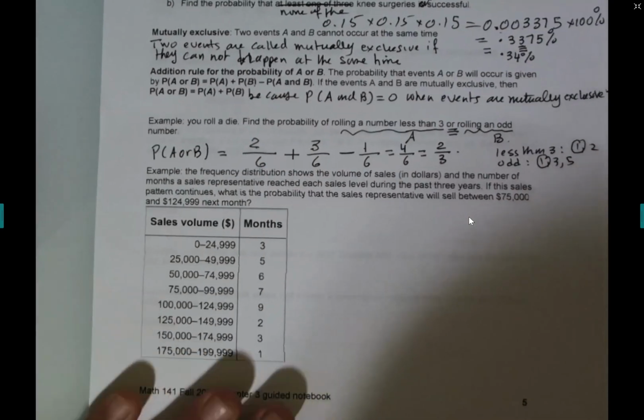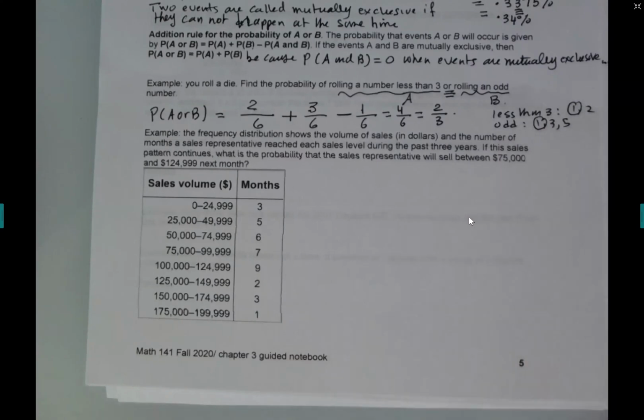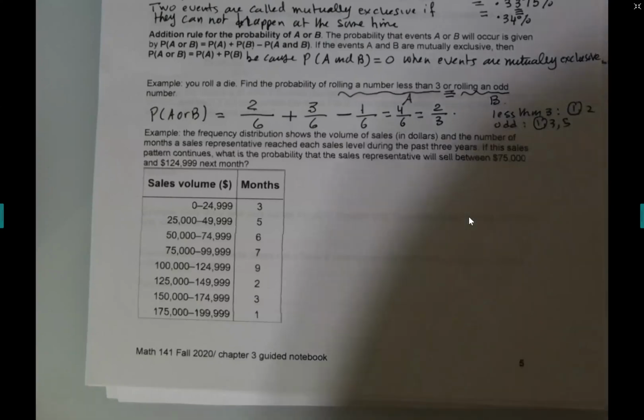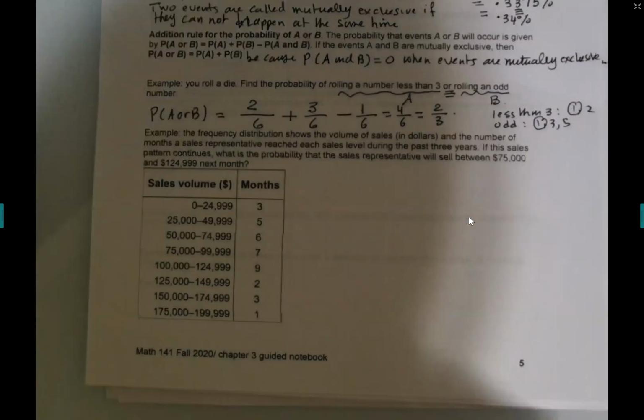We're going to do another example with the addition rule, guys. The frequency distribution shows the volume of sales in dollars and the number of months a sales representative reached each sales level during the past 3 years. If this sales pattern continues, what's the probability that the sales representative will sell between 75,000 and 124,999 next month?